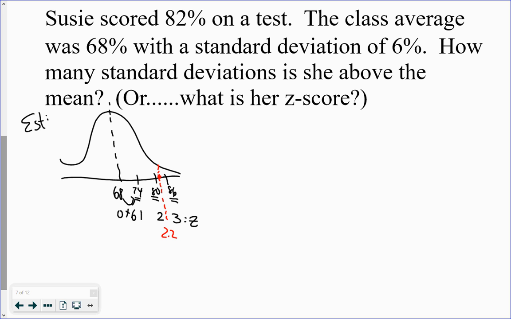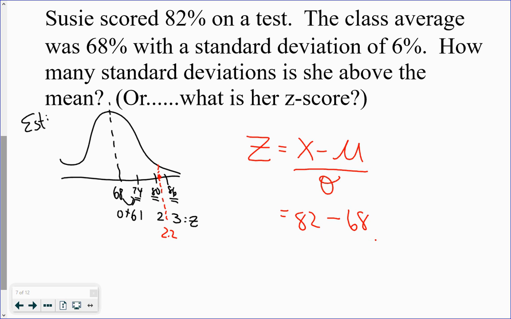Now to figure out exactly what her Z-score is, we would just use our formula. So we would go 82 minus 68 divided by 6. And again, make sure you put that in brackets. So 82 minus 68 divided by 6, and we get 2.33. So we estimated 2.2. Her actual Z-score is 2.33, so she's about 2.3 jumps above the mean. So she's actually doing really good in relation to the rest of the class.